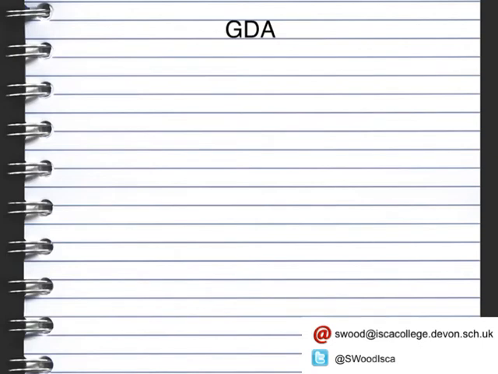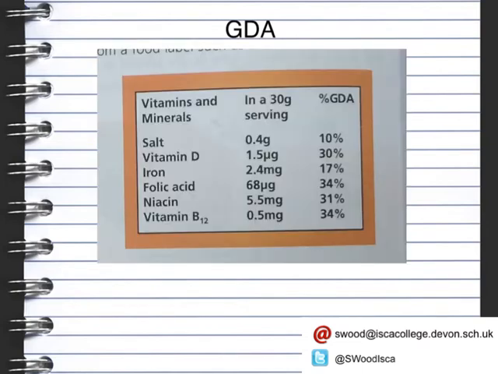Now GDA stands for your guideline daily amount, and you often have this on the food packaging and for a variety of foods, and this relates to concentration. Now I'm going to show you an example of a food label here, okay, and this is where you've got the vitamins and minerals that you have and how much you have in a 30-gram serving. So this could be, for instance, a packet of crisps or a packet of cereal, and here you have your guideline daily allowance. So for example, if you had a 30-gram packet of crisps and there's 0.4 grams of salt, then that's 10%.